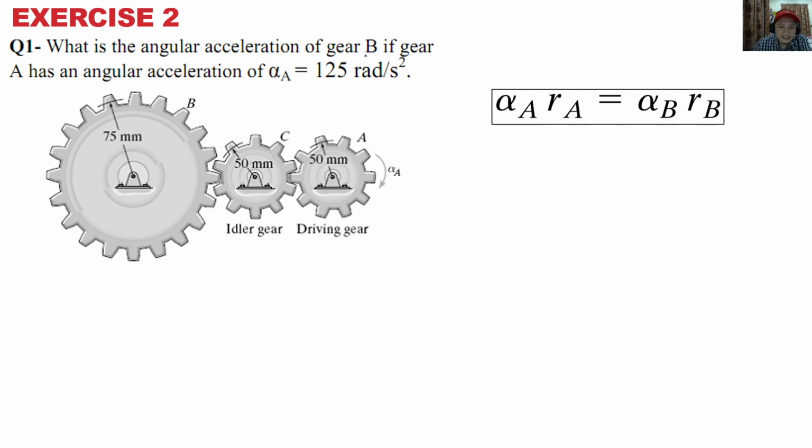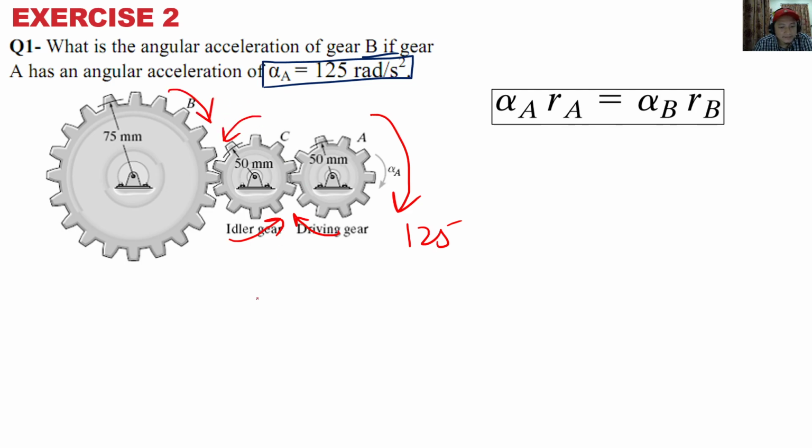What is the angular acceleration of gear B? Where is our gear B? This one. If gear A has an angular acceleration alpha A of 125. Okay, this is so easy. This one rotates at 125. If this rotates this way, this one will rotate this way. So similar size, similar RPM. So this one is also the same, 125 radians per second squared.